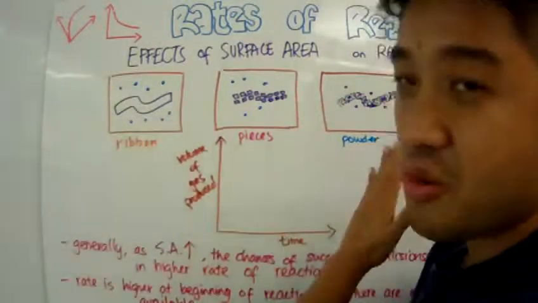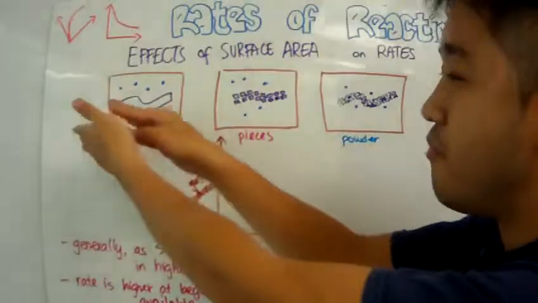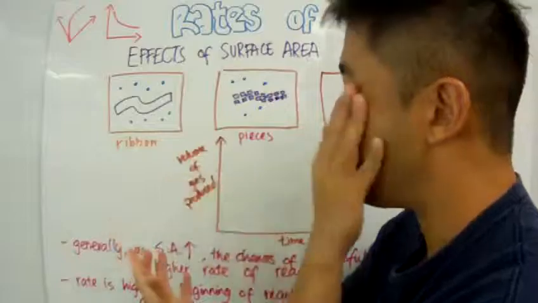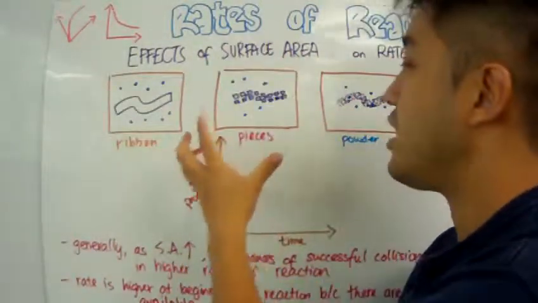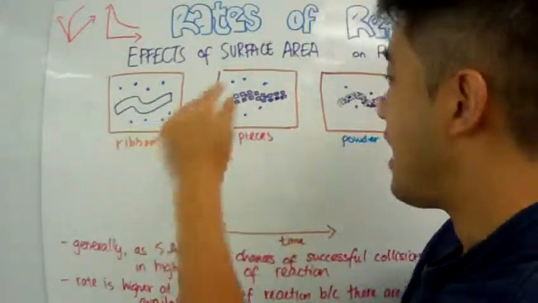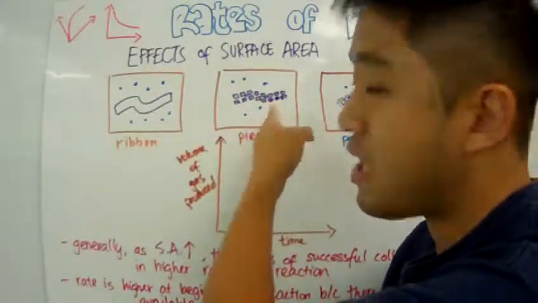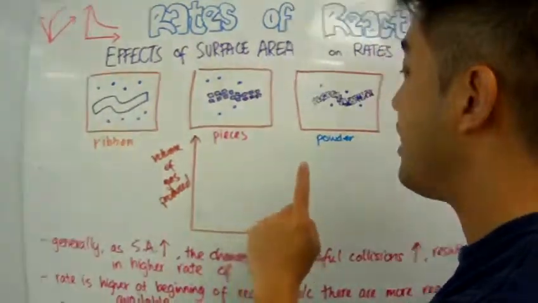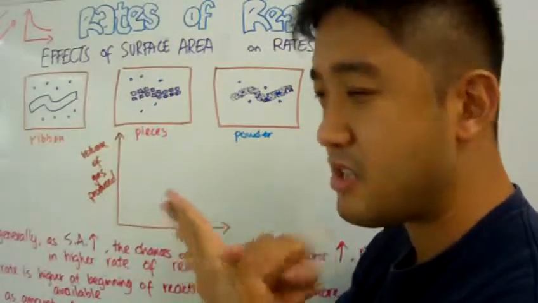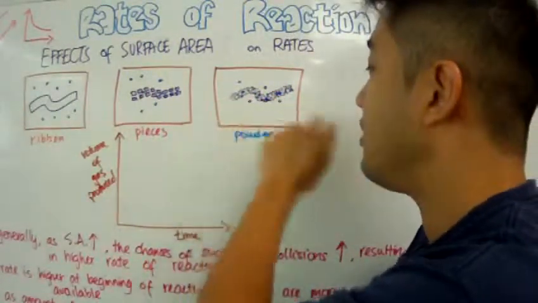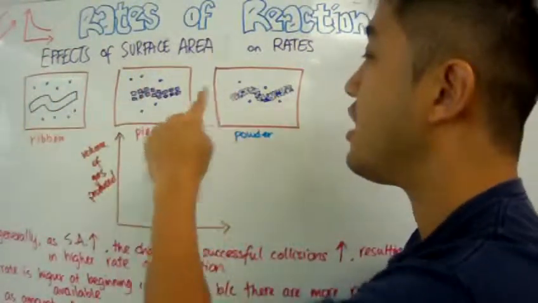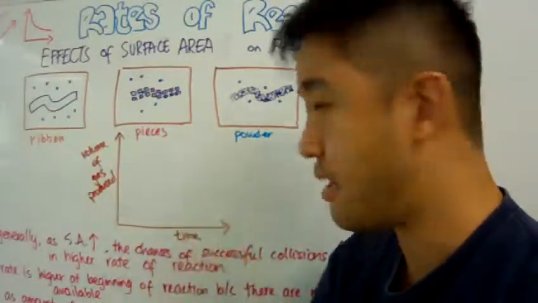In my situation, I have an imaginary magnesium ribbon put into a container of dilute acid, or HCl. And then in the second container, I'll take the same amount of magnesium ribbon and cut it into little pieces and put it in another container of dilute acid. And in the final container, I will crush up the magnesium into powder and put it into that container. The mass of these three magnesium samples is the same.